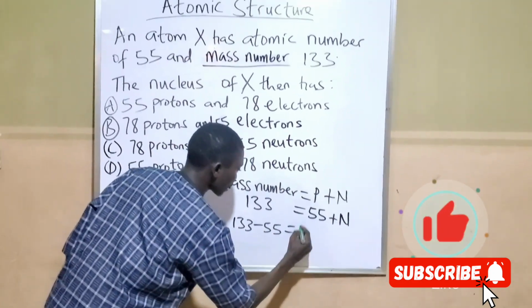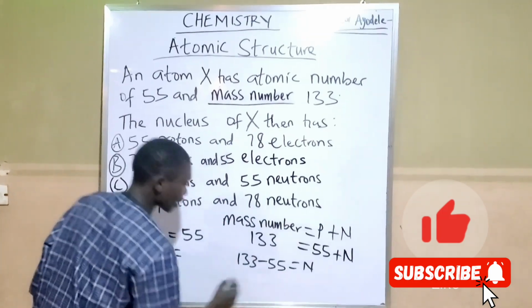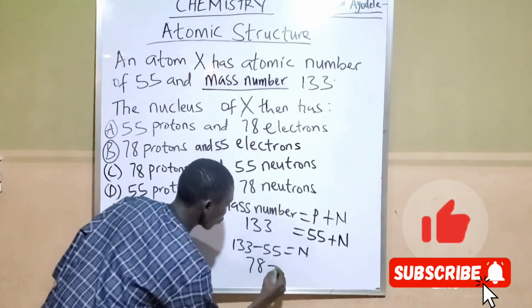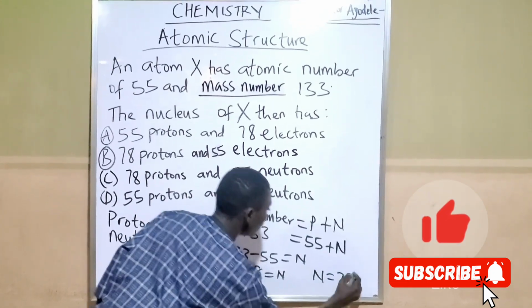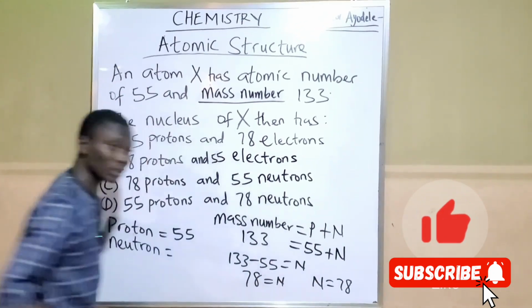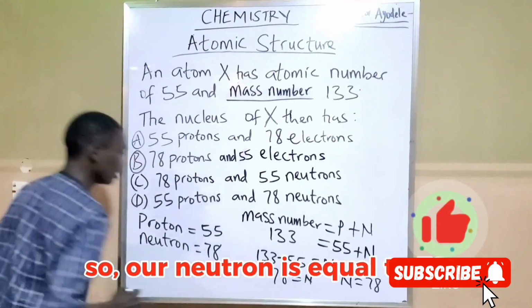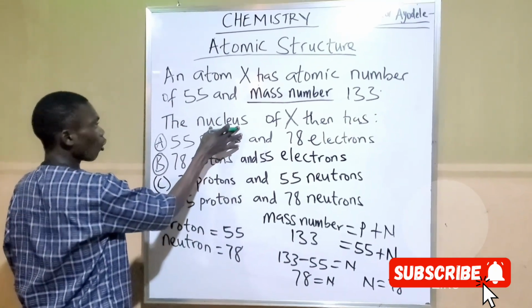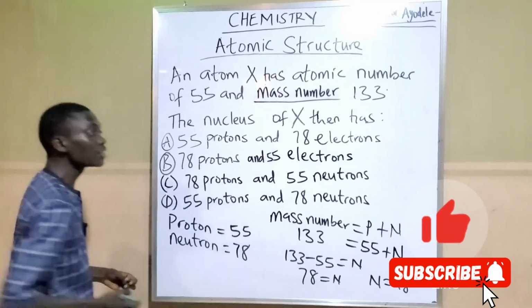We are now left with n. If you subtract 55 from 133, we are left with 78 equals n. That is, n equals 78. n there represents neutron. So our neutron equals 78. So in the nucleus of atom X, we have 55 proton and 78 neutron.